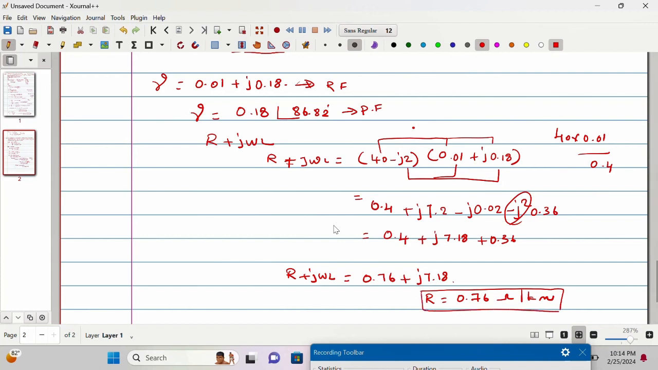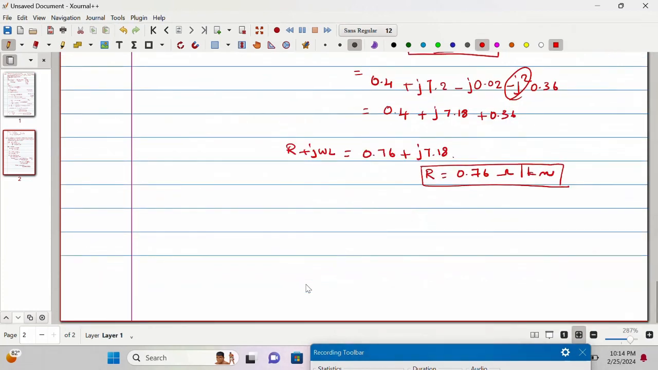So this is the value of R. R equal to 0.76 ohms per kilometer. Then what is the value of omega L? We already know omega, which we already defined. So omega L equal to 7.18. From this omega L of 7.18, it is easy to calculate the L value.